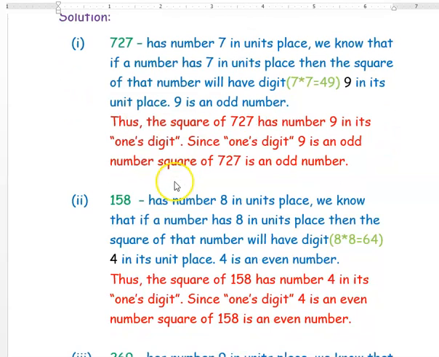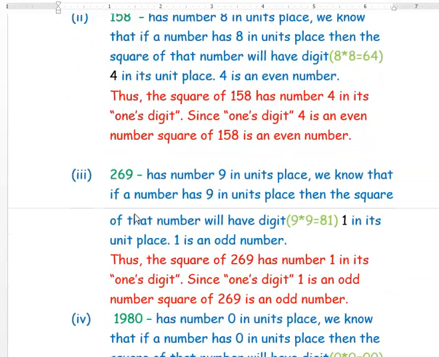In the same way, the next number given is 158. Here 8 is in units place. If you square 8, you will get 8 into 8, 64. So 4 is in units place. Now 4 is an even number. So the square of 158 is an even number.